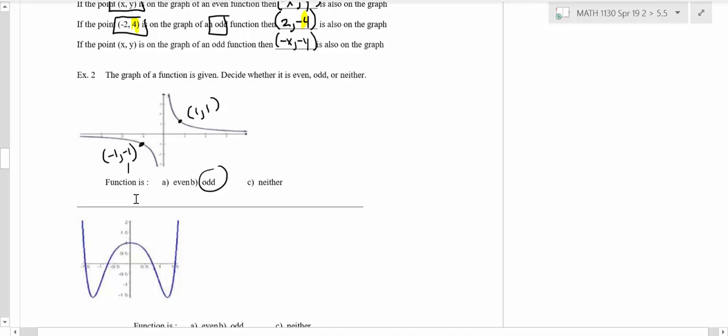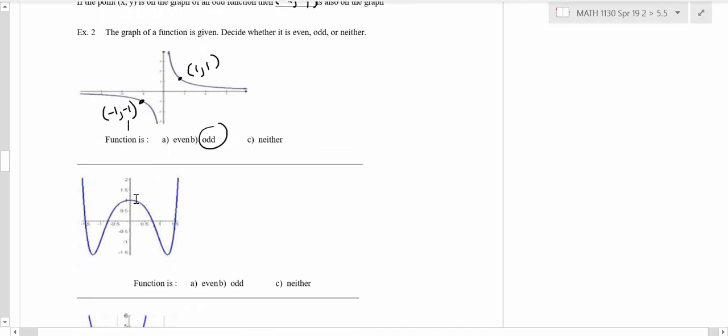How about the next one, even or odd or neither? That one's even, because it's symmetrical about the y-axis. And on this one, I'm going to pick a couple of points and estimate. I can't see this very well, but that point might be (0.5). Notice you would have a point over here at -0.5, but the y value would stay the same. So that's the idea.